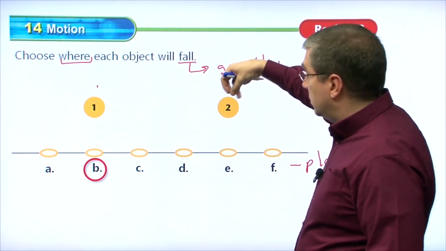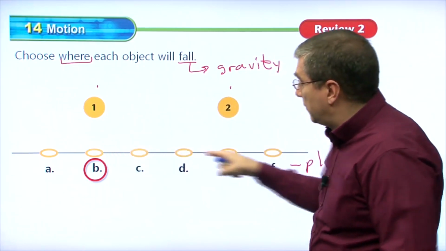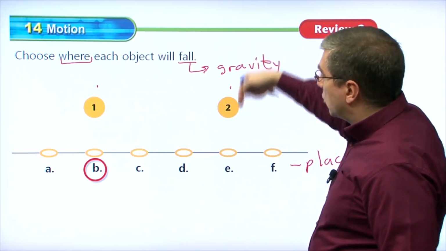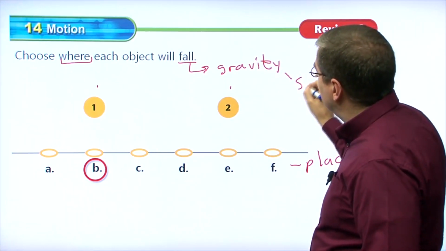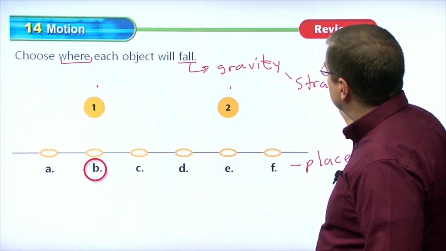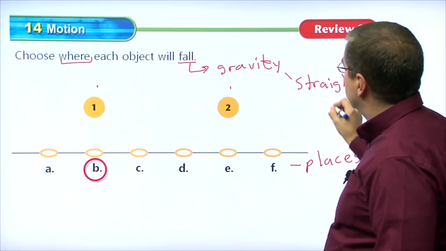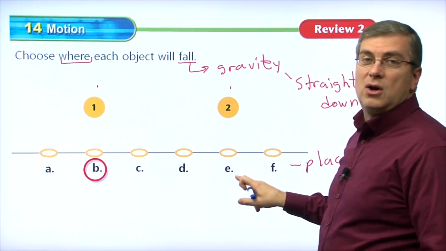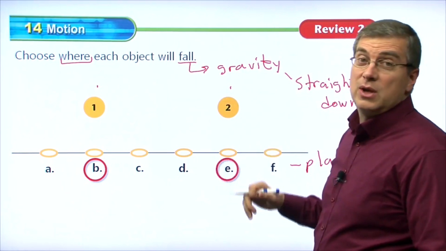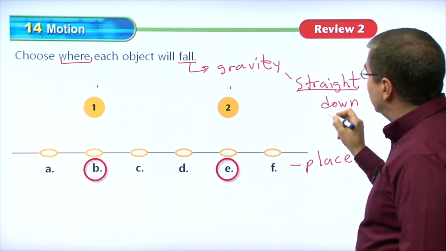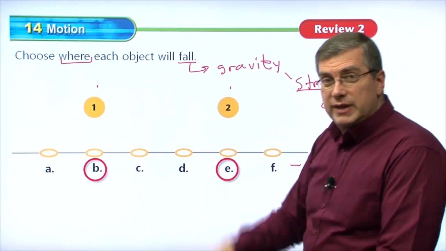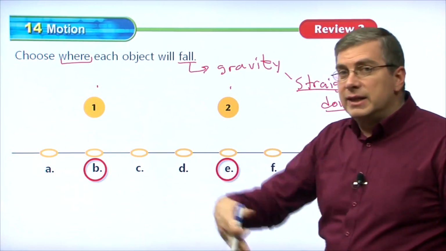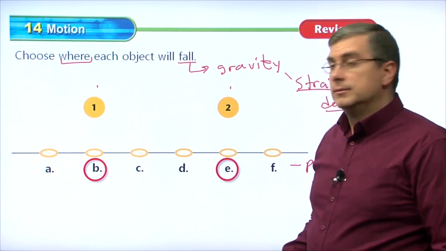Same thing for number two. If I'm holding on to number two and I let go, where is it going to fall? Will it fall over here? Why would it do that? Remember, gravity pulls things straight down. So, if I let go of number two, it will fall here. E. Of course, we know that, right? Because it goes straight down. Gravity pulls things straight down to the earth. Not in a curve, not in a zigzag, but straight down.